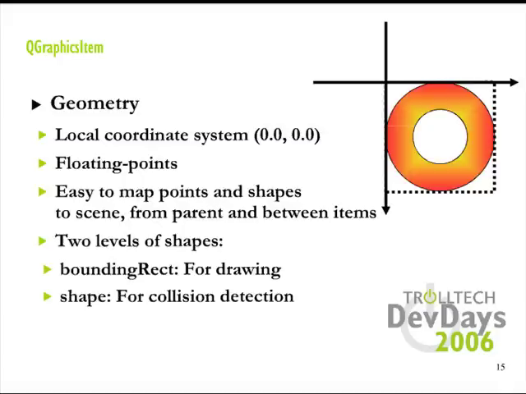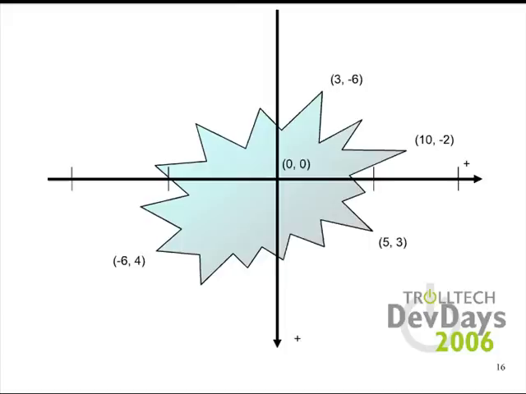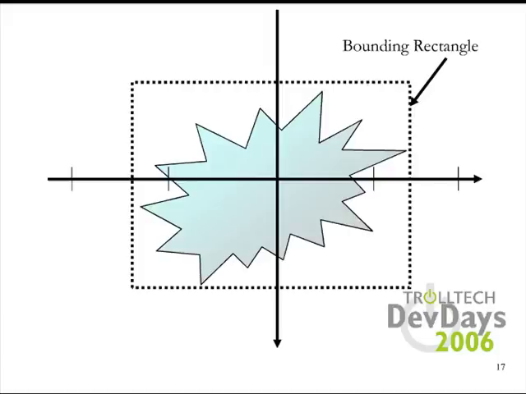And a visualization of how this works is that if I have this item, this polygon that looks like this POW thing from the Batman movies back in the 70s, then you have this thing. It's located in 0, 0. It has a bounding rect that is this rectangle that encapsulates this shape. And the shape is the actual shape that I'm drawing, this polygon.